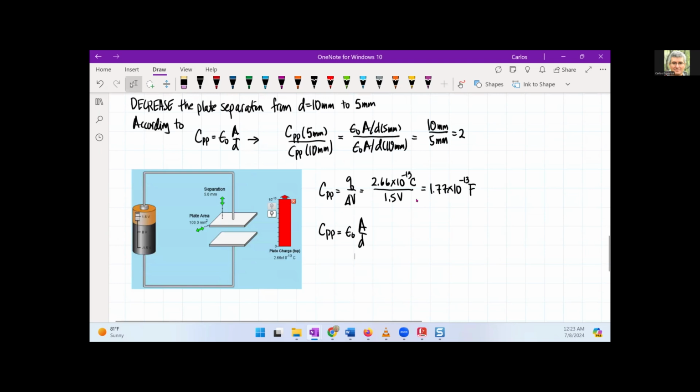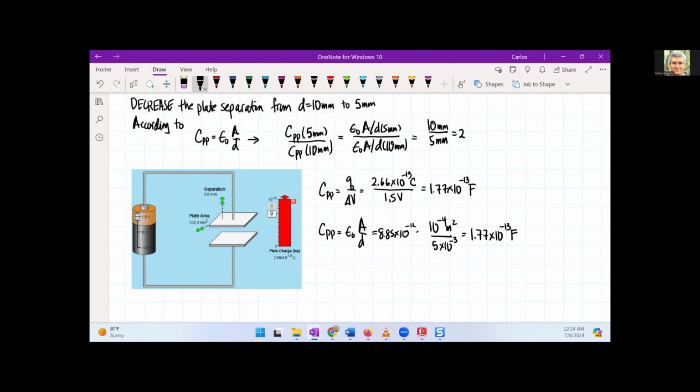So if I come in here, I still have 8.85 times 10 to the minus 12. My plate area here is then going to be, what was it? Is it 10 to the minus 4 meters squared? So then this guy, which is 5 millimeters, is going to be 5 times 10 to the minus 3. And so when I compute this value, I also get 1.77 times 10 to the minus 13 farads. So both of these agree exactly the same.